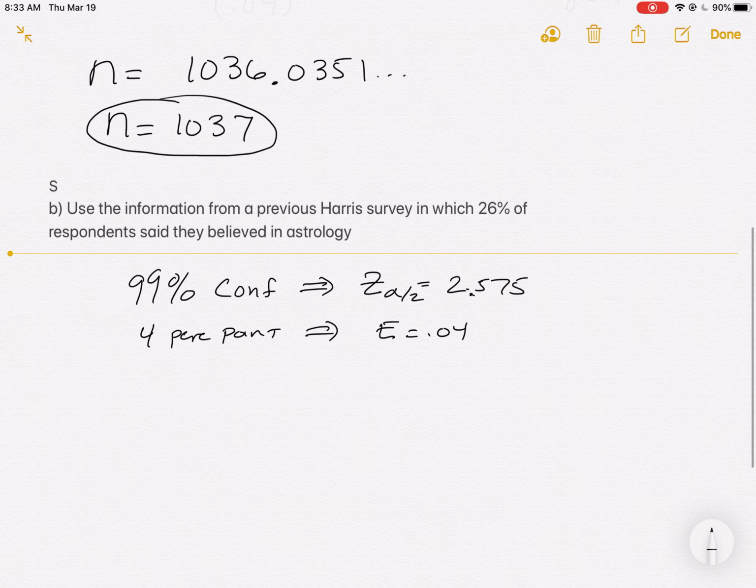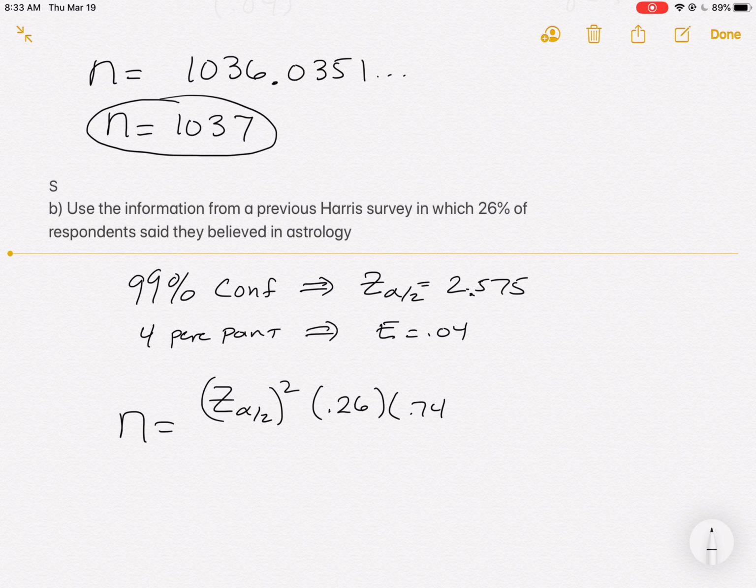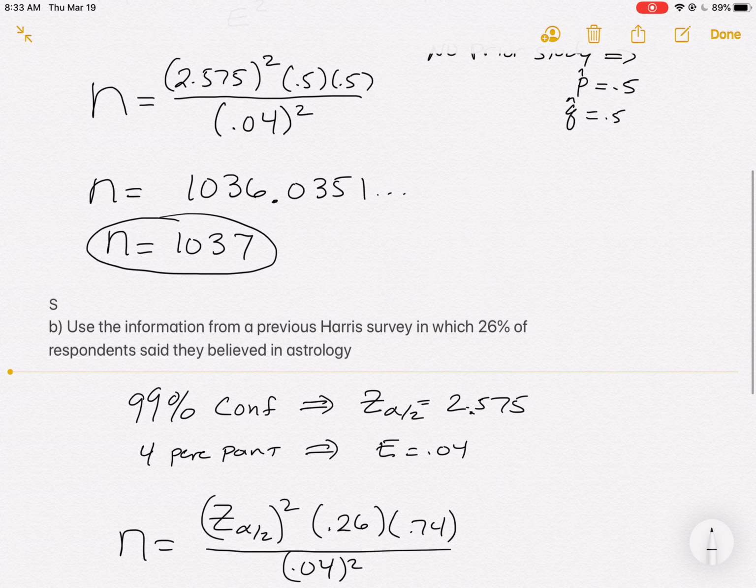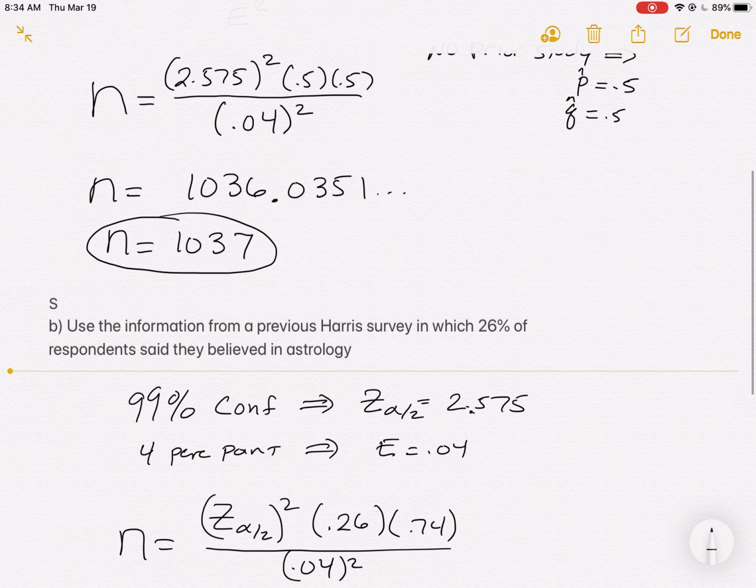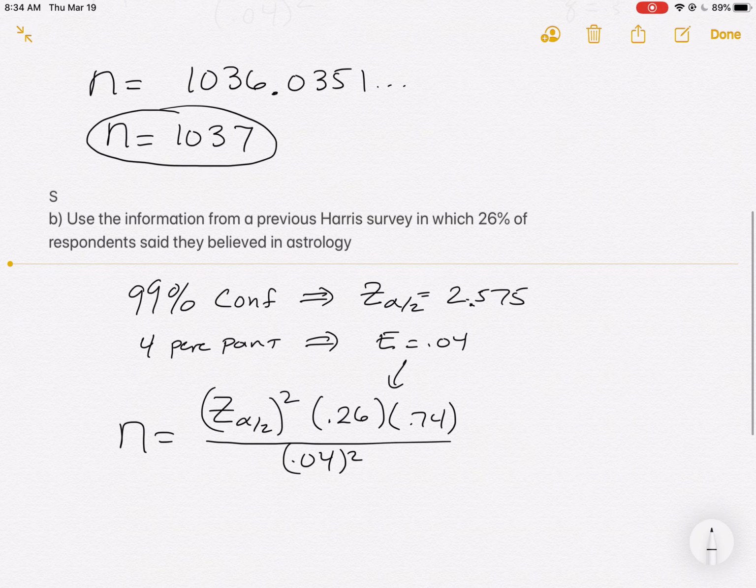So the only thing that's different as we run this formula with this part B is that we have a prior study. And so we're not going to use 0.5. We're going to use the 0.26 that they gave us and its corresponding value, 0.74, instead of the 0.5 because we have it, and then the 0.04. So as we look at the two formulas, if I can bring them both in, I barely can, you can see that the only difference is this product right here. If we don't know what the prior study is, then we use 0.5 like in A. But if we have a prior study, we'll always use it.